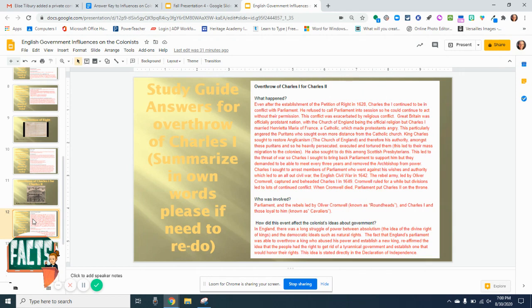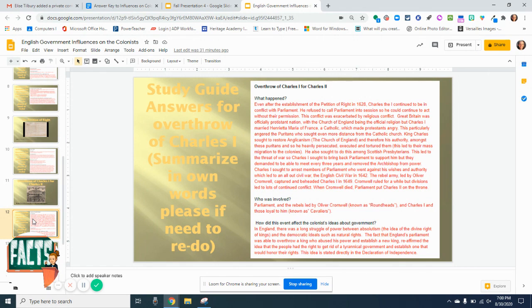However, they did not just back him up. They removed the Archbishop from power. They demanded that they meet at least every 3 years. And they tried to put additional checks on King Charles's power. So in order to prevent this, King Charles sought to arrest members of Parliament who went against his wishes and authority, and this led to a full-out civil war in England in 1642.